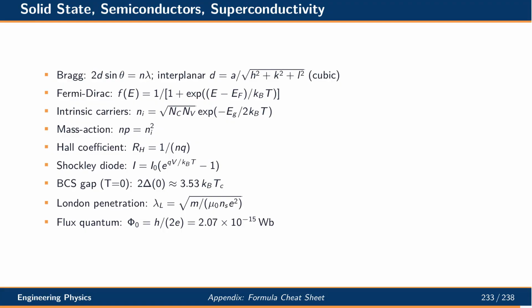This sheet summarizes formulas from solid-state physics. Bragg's law, the cubic interplanar spacing, Fermi-Dirac distribution, intrinsic carrier density, law of mass action, Hall coefficient, and Shockley diode equation are listed. For superconductivity, the BCS energy gap relation, London penetration depth, and flux quantum are included. These provide a compact reference for solid state.